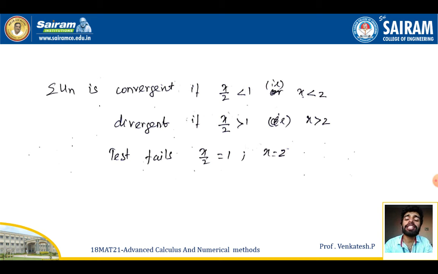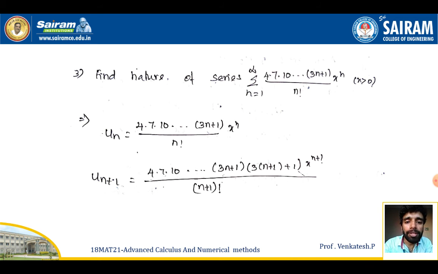So we'll see one more example related to the D'Alembert's ratio test. So find the nature of the series summation n from 1 to infinity 4, 7, 10 into 3n plus 1 by n factorial x power n, where x is greater than 0.